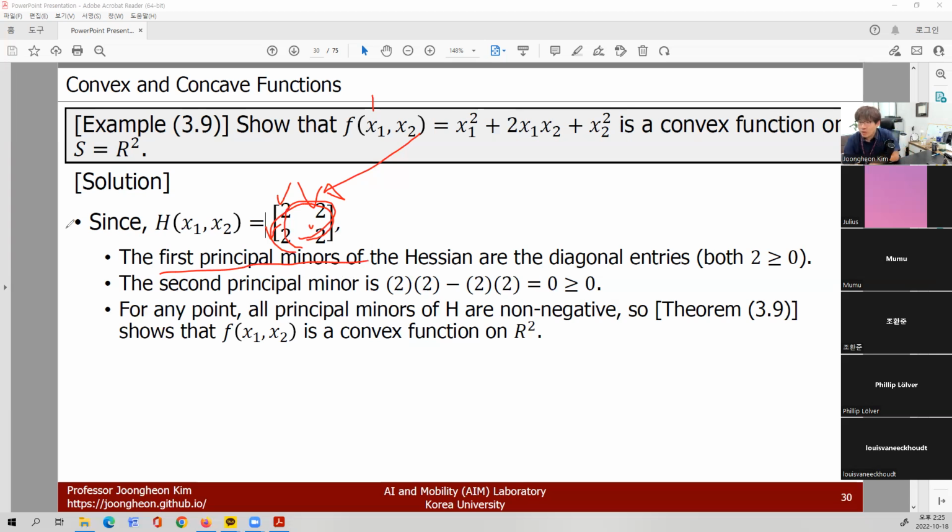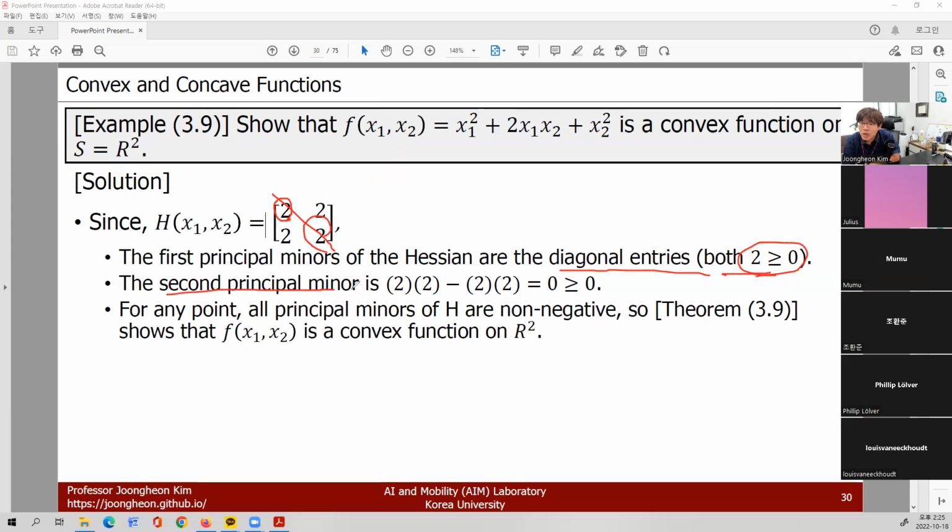Based on this Hessian, then you have to calculate the first principal minors. Then what are the first principal minors? These diagonal entries, right? That's why now you can see that your first principal minors are 2 and 2. That's why the diagonal entries are all positive values, all non-negative values. That's why it satisfies the condition, right?